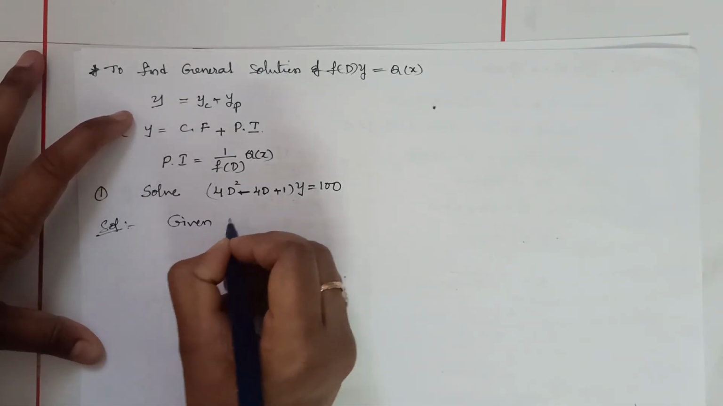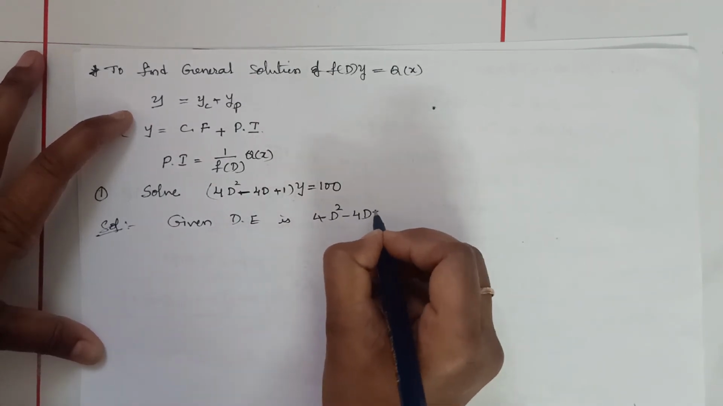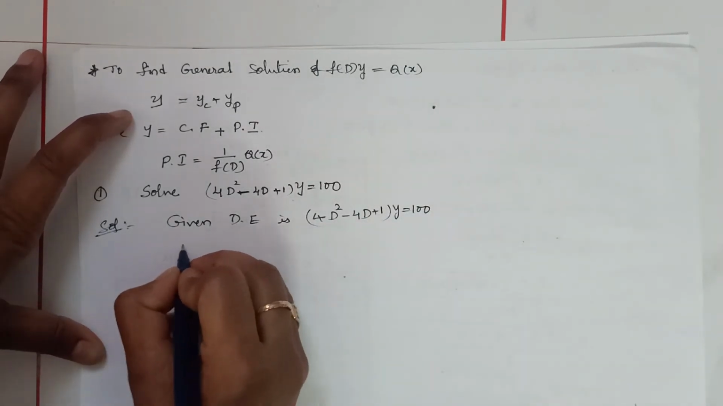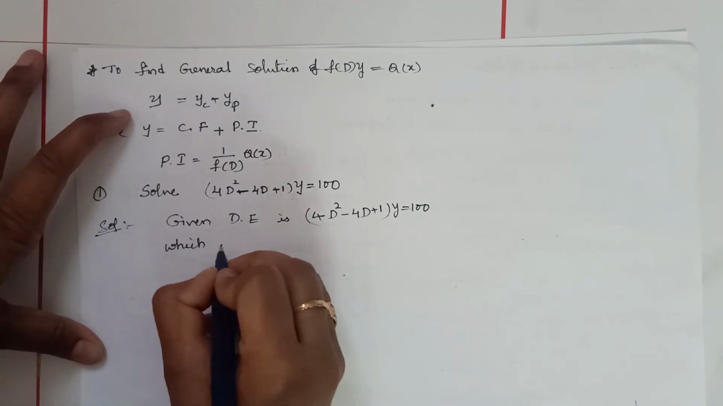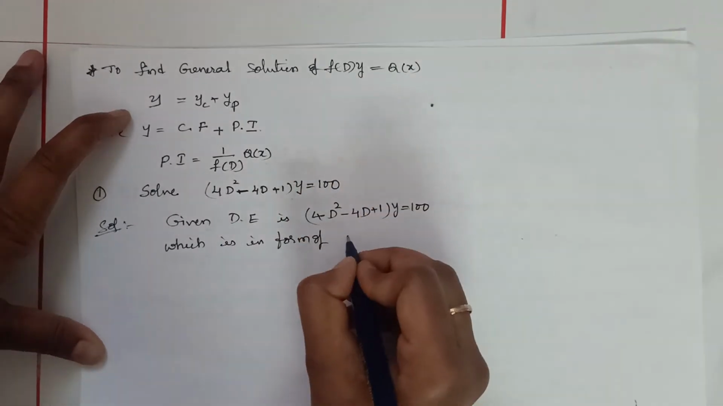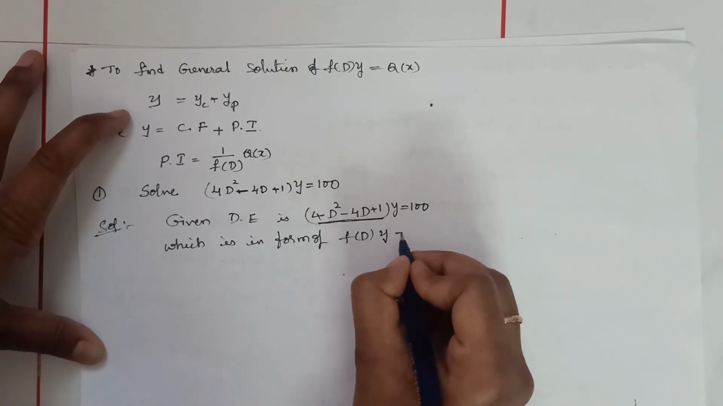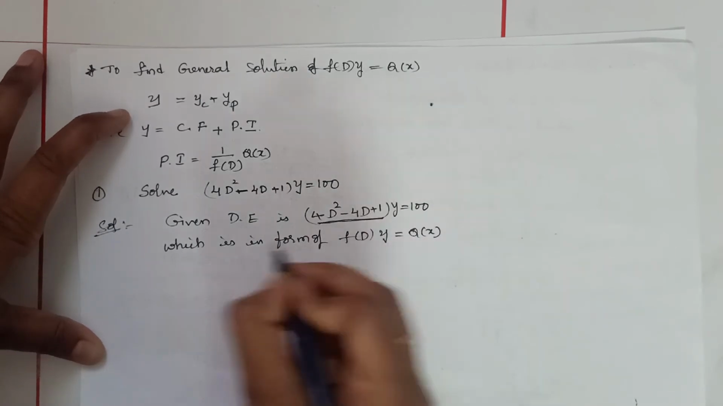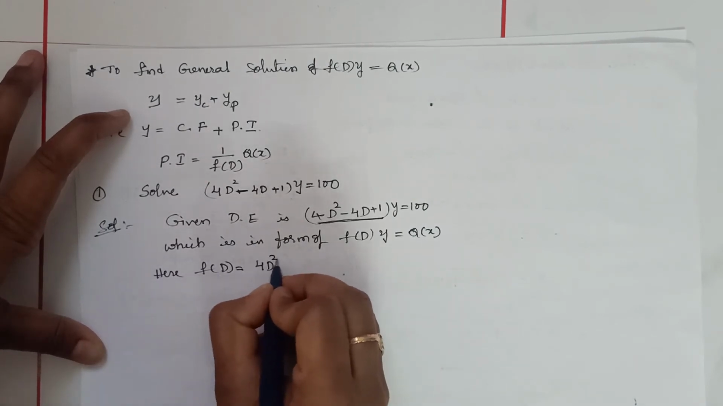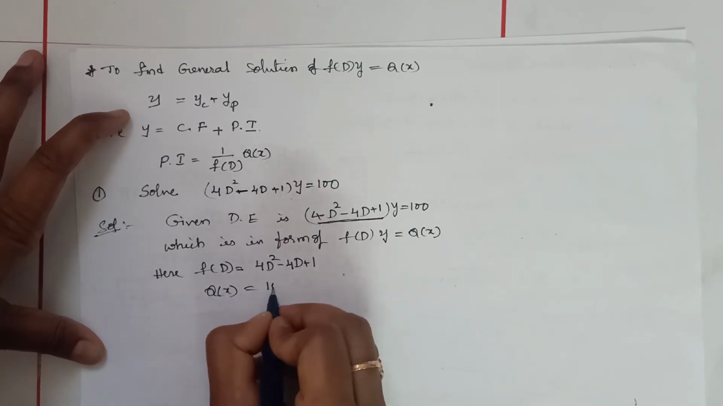Given differential equation is (4D² − 4D + 1)y = 100. This is in the form of f(D)y = Q(x). Here f(D) is 4D² − 4D + 1 and Q(x) is 100.